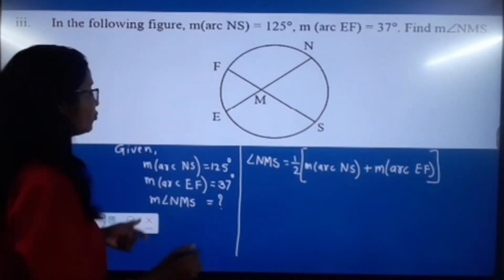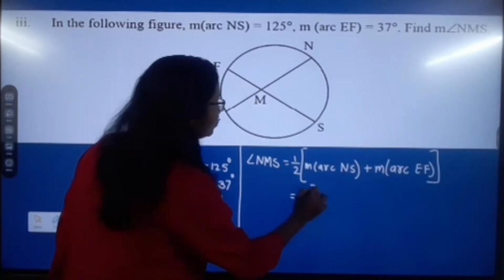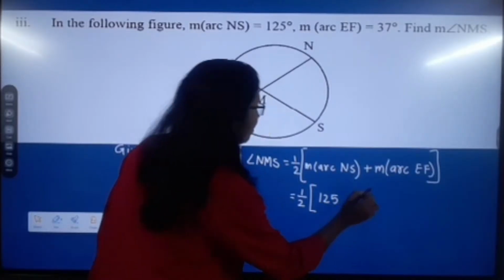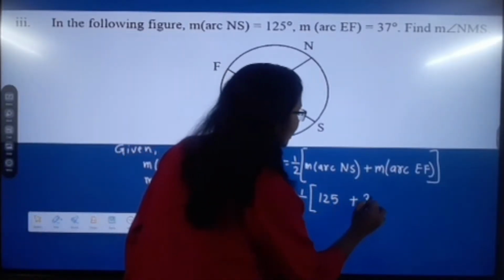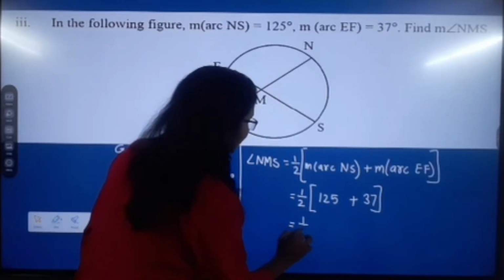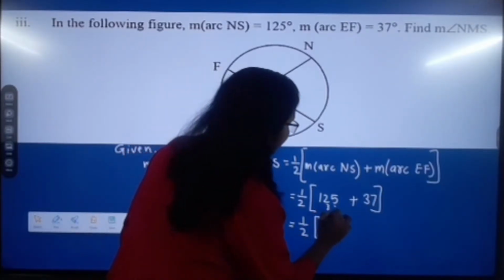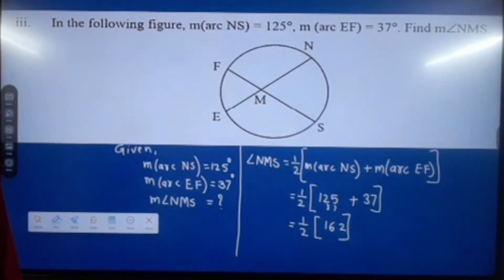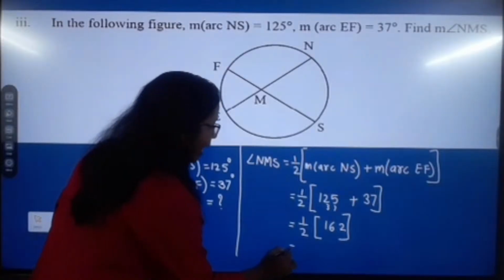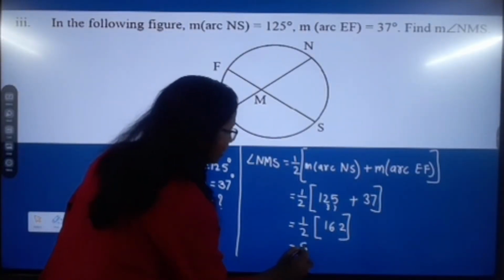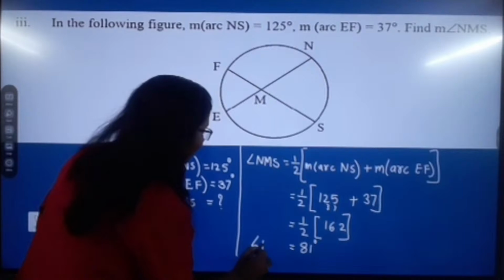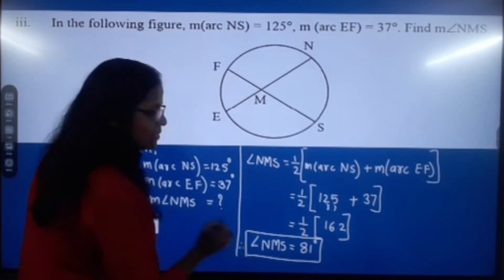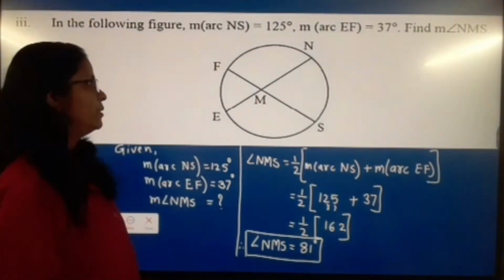Okay, so now substitution, students. So here, half of the bracket, major arc NS is 125 plus major arc EF, that is equal to 37. So here their addition is 162. Okay, students, that is 162, and the half of 162, that means, students, 81 degrees. So angle NMS is equal to 81 degrees. Okay, students, this will be our final answer.